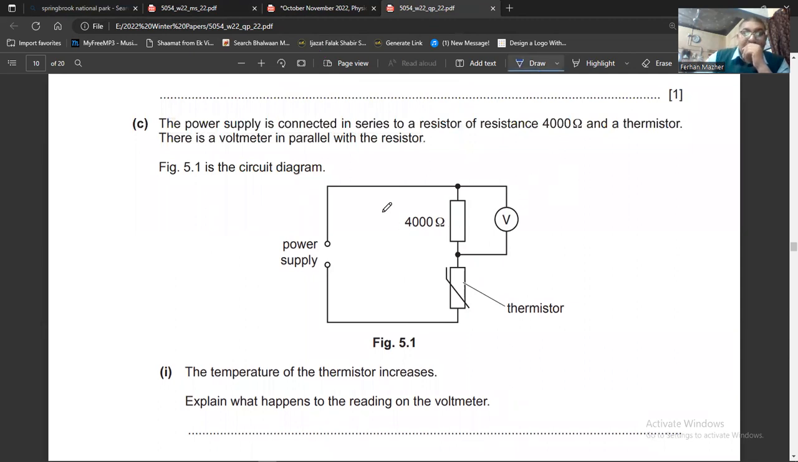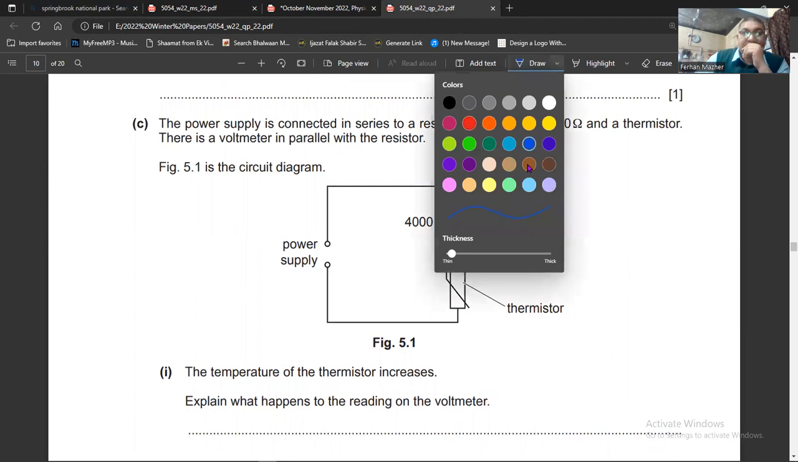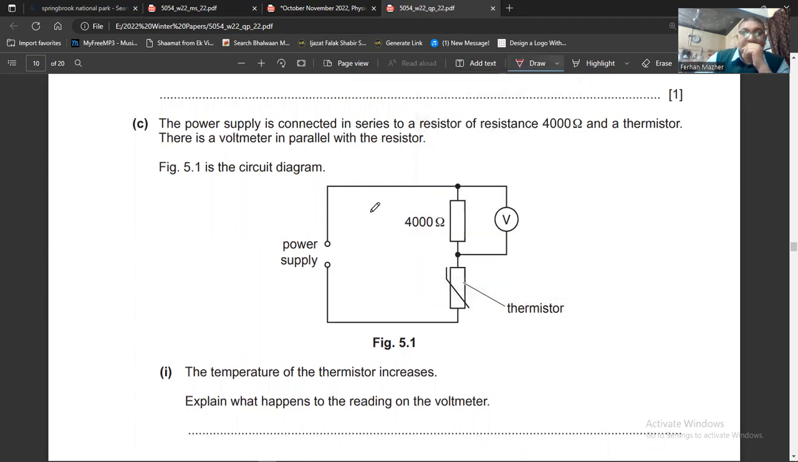Okay, this is the R1. And if you remember the article on the potential divider, this is called the V out. And this V out we have taken from the R1. So this is the V out, and this is called the voltage of the battery. And state what happens to the reading on the voltmeter.